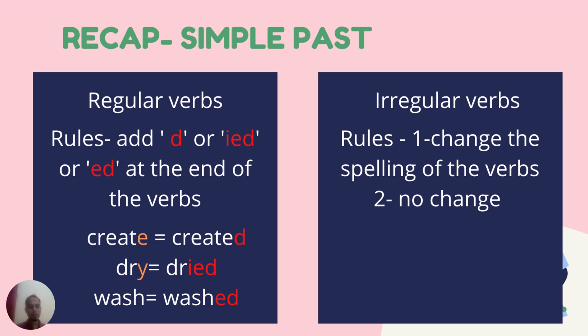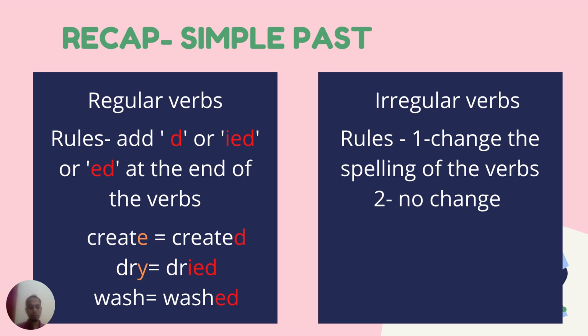This is just a recap or revision of the simple past tense that we have learned before. We have learned about the simple past tense for regular verbs. There are three rules for simple past regular verbs. The rules are we have to add d or ied or ed at the end of the words. The examples are below.